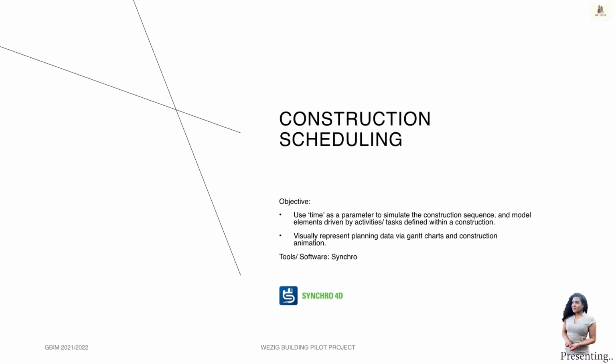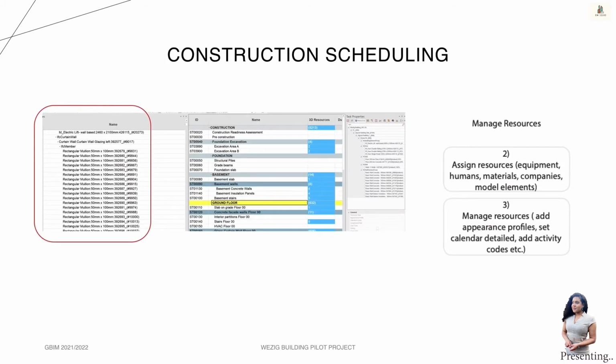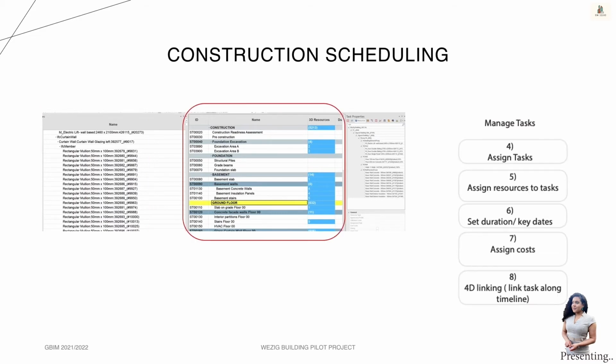Now let's take a look at construction scheduling. First, the models were imported into Synchro. Resources were assigned, and resources were managed by adding appearance profiles, setting calendar dates, and adding activity codes. Tasks were managed by first being assigned and then assigning resources to tasks. Duration and key dates were set, cost assigned, and 4D linking was undertaken.